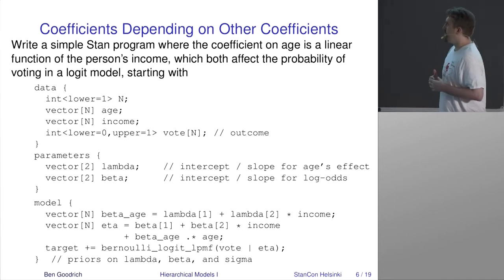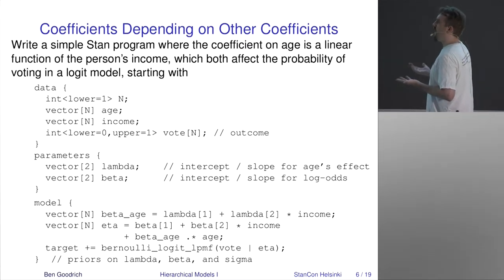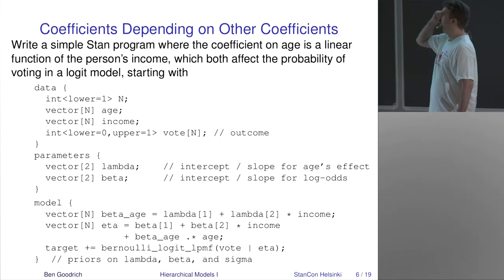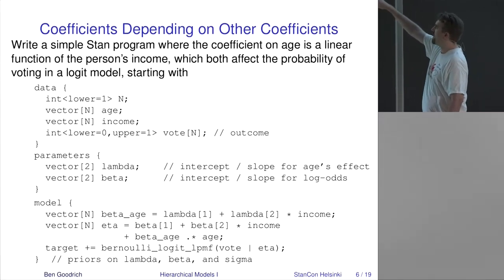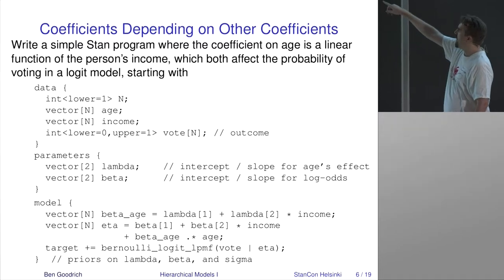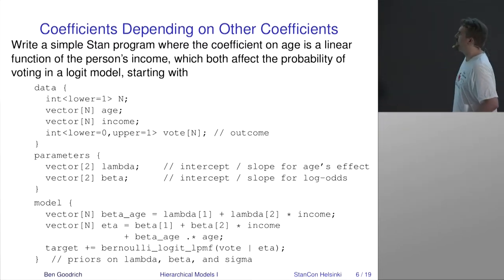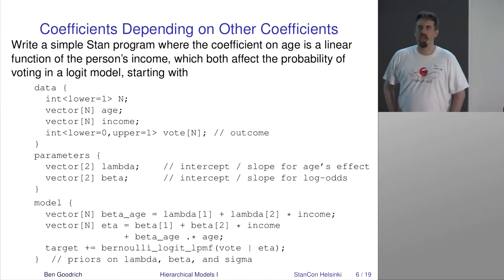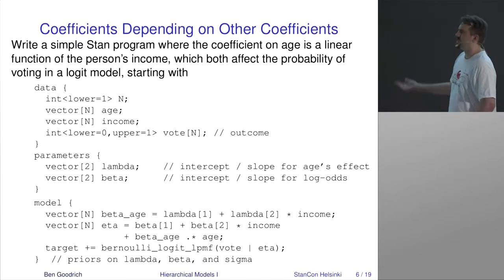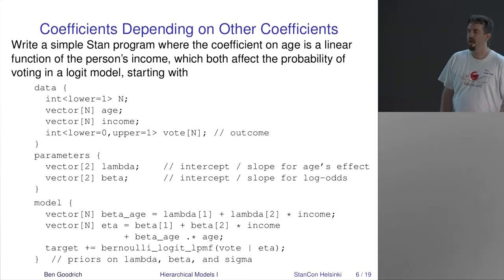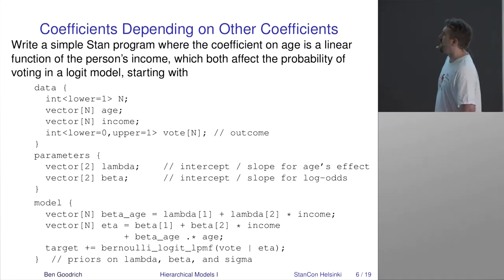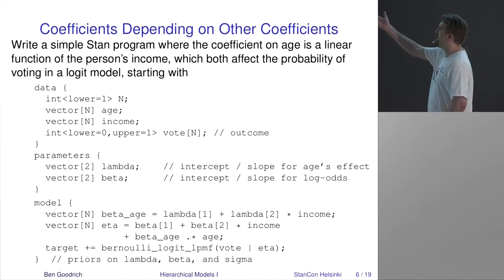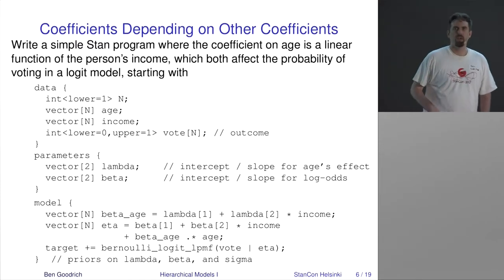Then we want to take beta age, which is a vector of size n, and we want to element-wise multiply it by age, which is also a vector of size n. And then beta 1 plus beta 2 times income is added to that, and we get the log odds of success, eta. And then we can use as a likelihood the Bernoulli logit log probability mass function for the probability of voting given their log odds of voting.